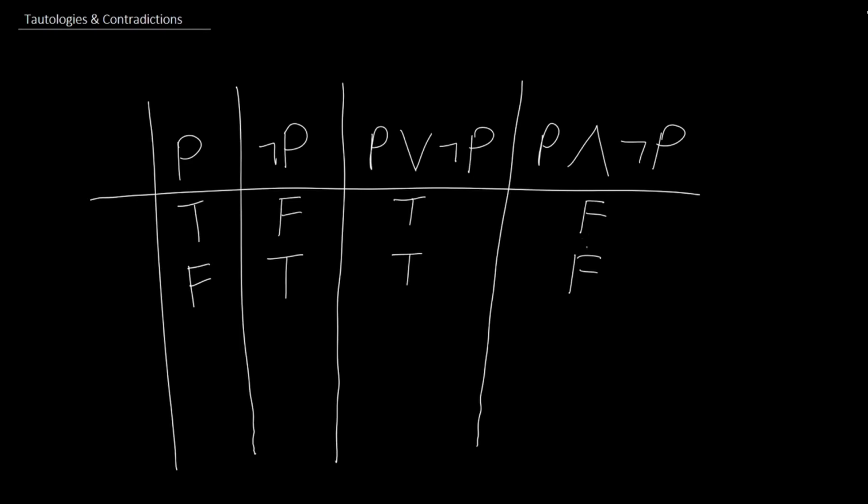So, since this is F in all possible universes, this is a contradiction, and this is a tautology. Now, you might not exactly be convinced because, really, how can a statement be true in all possible universes? How can it be possible? And how can a statement be false in all possible universes? Surely that can't be true because there are so many possibilities. But how is it possible that this statement is always true and this statement is always false?